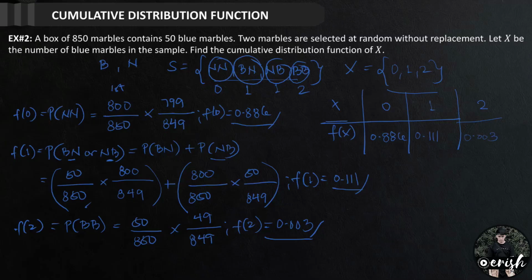For checking, our requirements for a probability distribution must be satisfied. Each probability of the random variable values must range only from 0 to 1. And the second requirement is that when we add them all, it must equal 1. So these three are equal to 1. So our probability distribution is correct, and this is our probability distribution. But the requirement for us is the cumulative distribution function. Let's proceed to the next page.